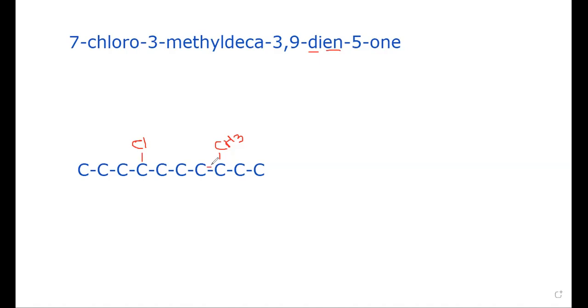So in carbon number 3, I put a double bond. Wait, why did you put it there and not here? Because if it's here, that would be carbon number 2. Okay? So here and 9, which is here. And then 5 one. That means in carbon number 5, I have what? A double bond with oxygen, sorry. That's not 1, okay?